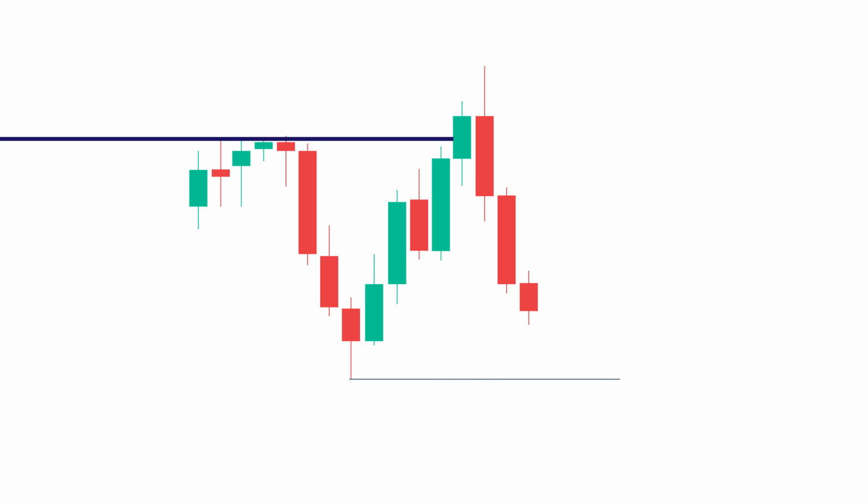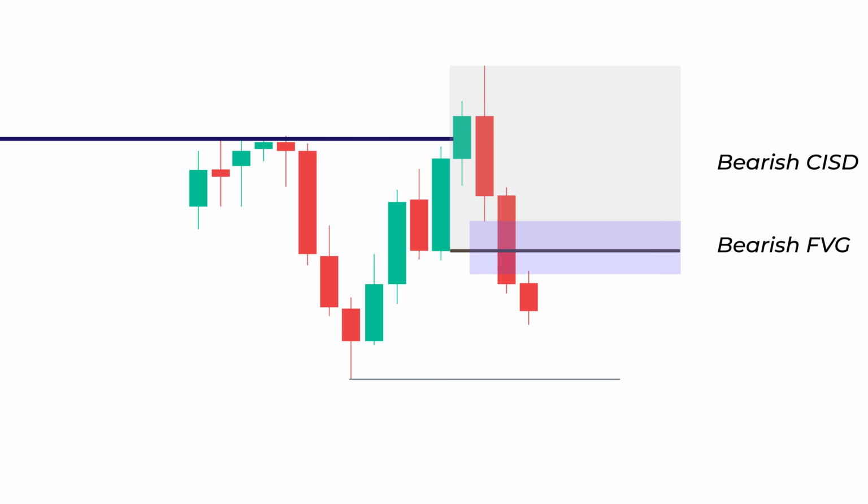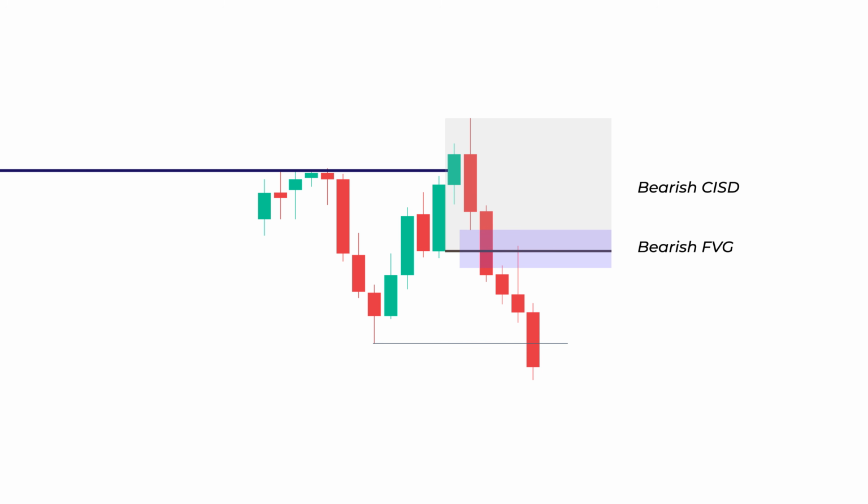The bearish version works exactly the same way. A bearish FVG overlapping with a bearish CISD creates a stronger resistance area and increases the probability of a bearish reaction. But there's another criterion we want to see.